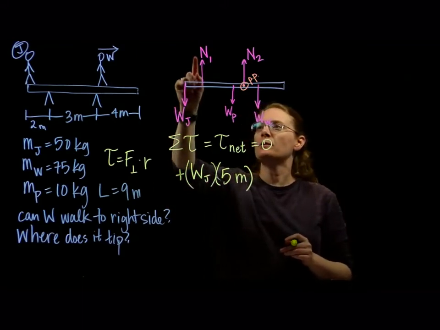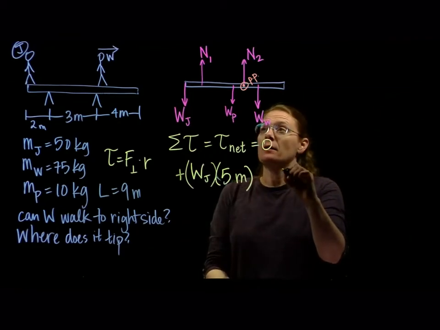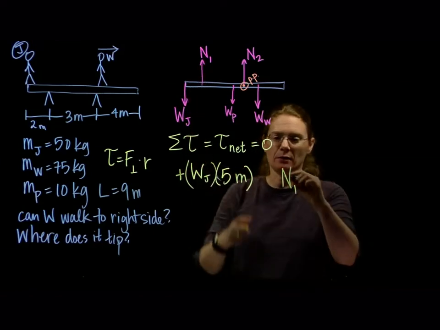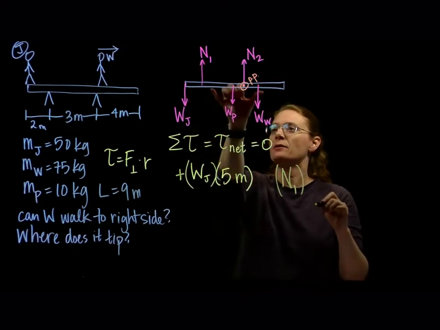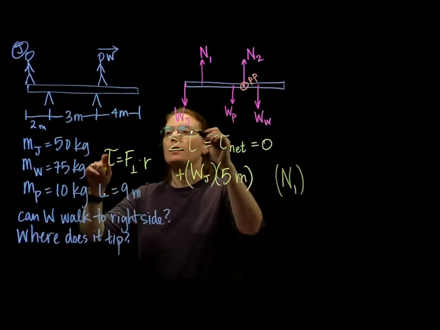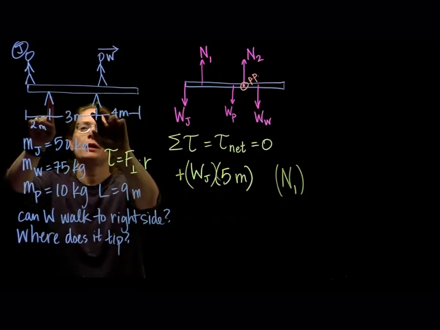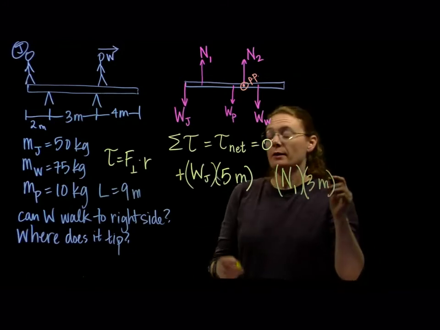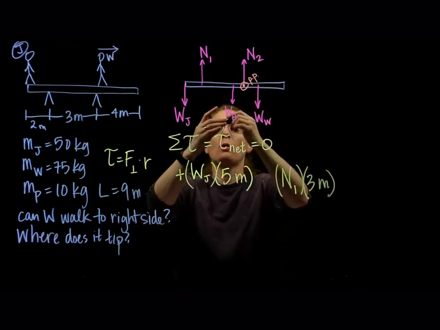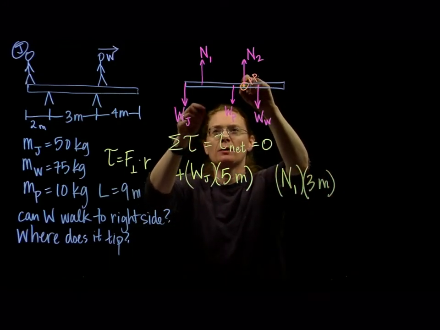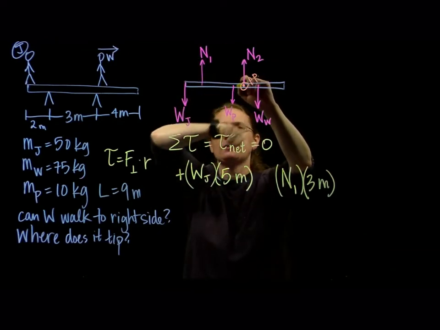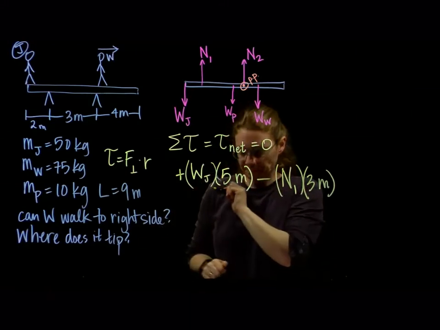All right, now we've got this one. The force is normal 1, and it's perpendicular, so we don't have to worry about that. The distance from the pivot point is the distance from here to here. Well, that's 3 meters. So that's my 3 meters. Is it positive or negative? Again, hold it steady here, so it's going to rotate about this point. If I pull up on the plank, it's going to rotate clockwise. That is a negative torque.